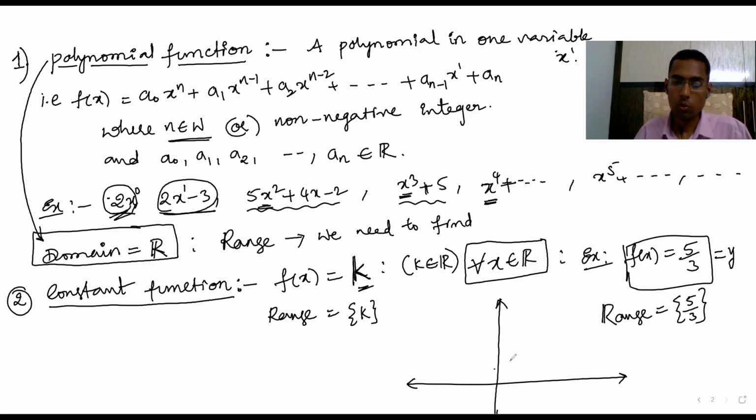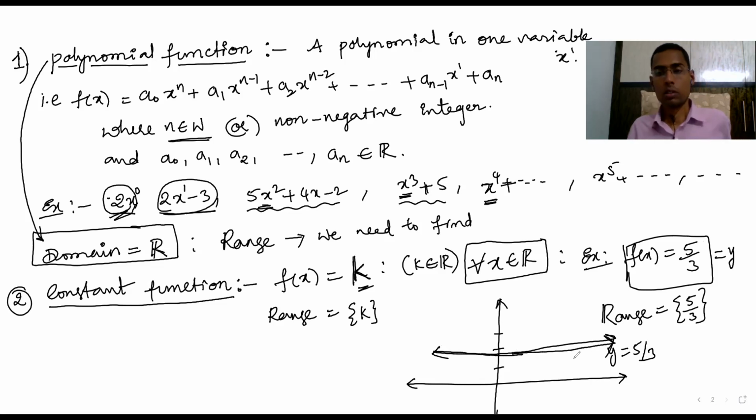Now let's say this is 1, this is 2, this is 3. Okay, this is 5 by 3. 5 by 3 means 1 point something. This is y equal to 5 by 3, a constant function graph. Hope you got this. Y equal to 5 by 3.